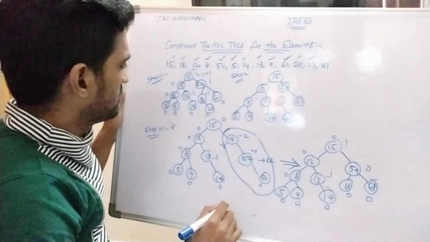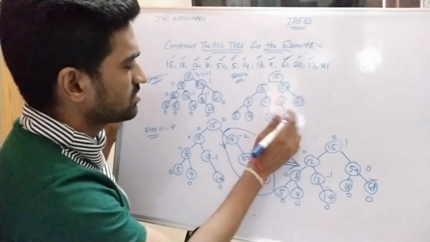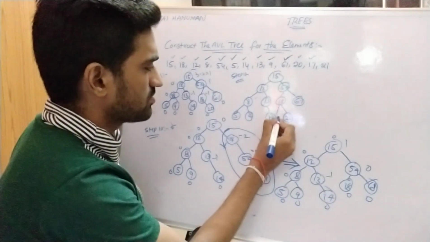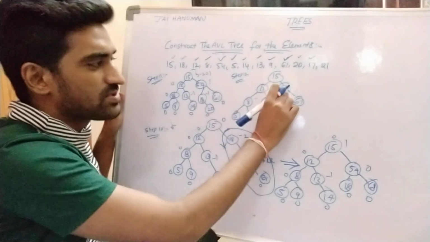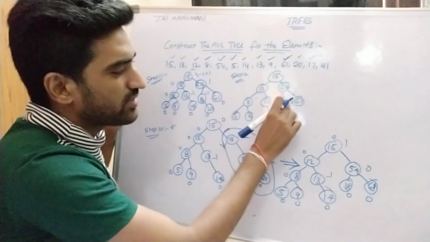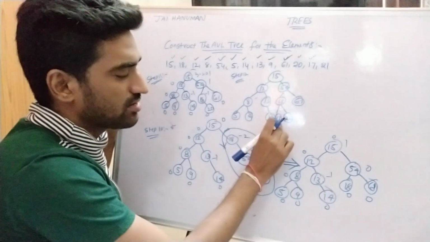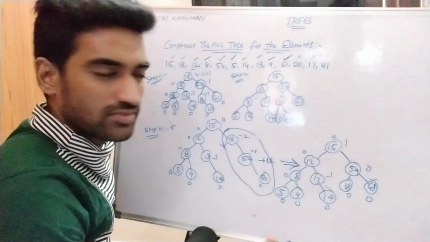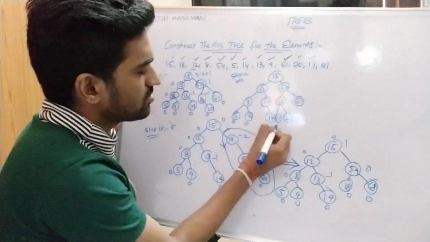17. So here 17 is inserted at this position. Why? Because when compared to 54, this is a lesser value, then we are moving to the left side. When compared to 18, this is a lesser value. That's why it is placed as the child of 18. Right? Now we are calculating the balancing factor: 0, 0, 0, 0, 0.